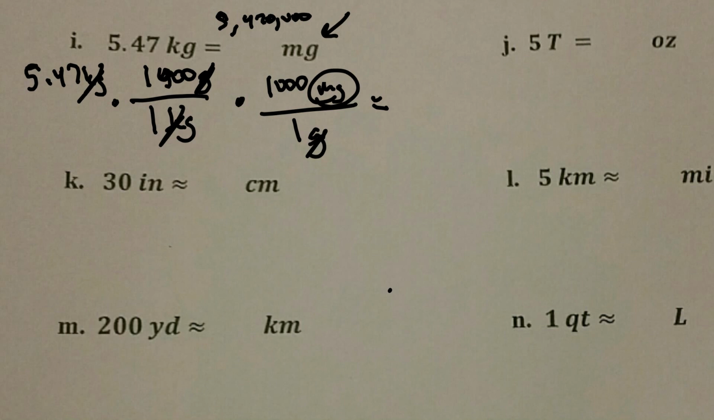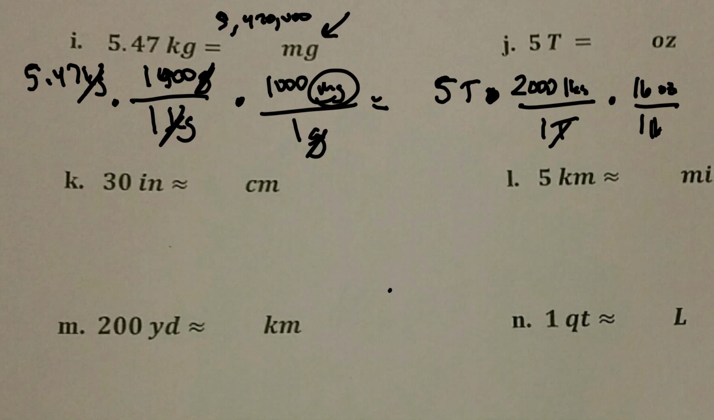J, I'm going to have to change tons to pounds, then pounds to ounces. So 5 tons is going to be multiplied by 2,000 pounds for 1 ton. Then I'm going to multiply 16 ounces for 1 pound. So look, the tons cancel, the pounds cancel. 5 times 2,000 is 10,000. Times another 16 is 160,000. So 160,000. All right.